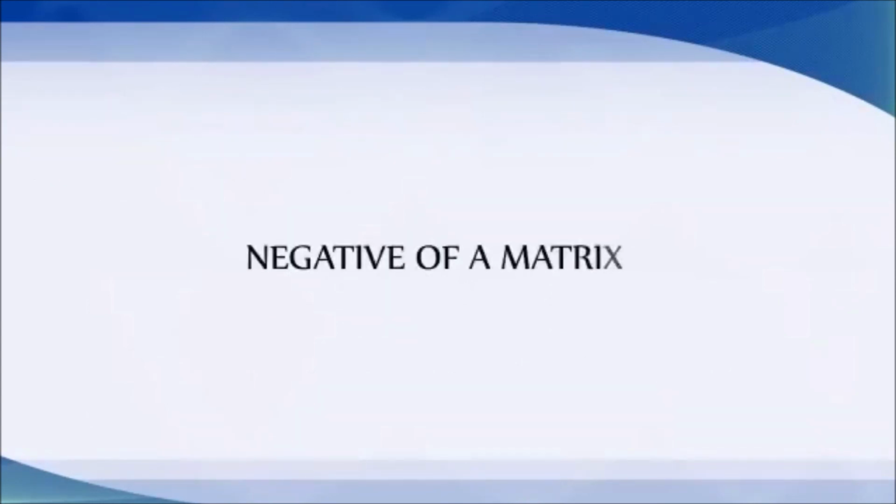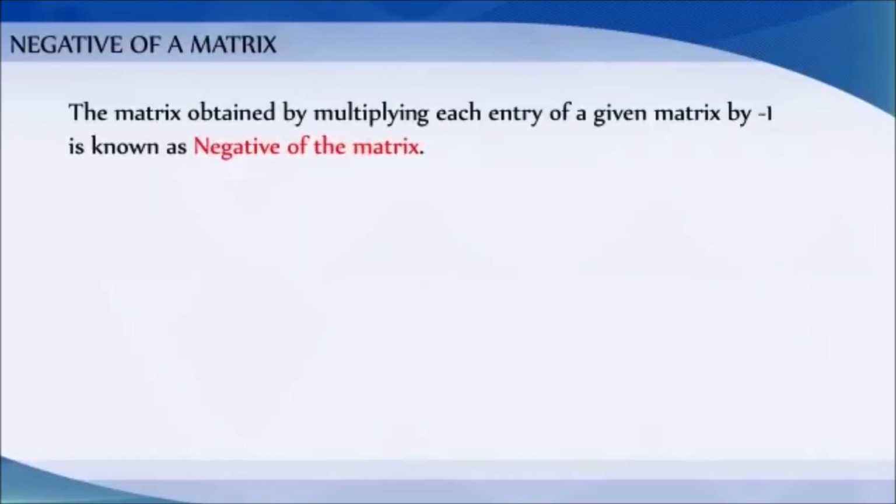Negative of a matrix. The matrix obtained by multiplying each entry of the given matrix by minus 1 is known as the negative of the matrix.